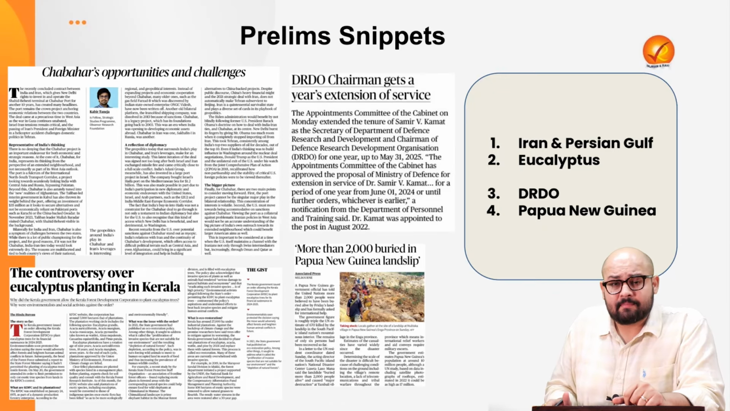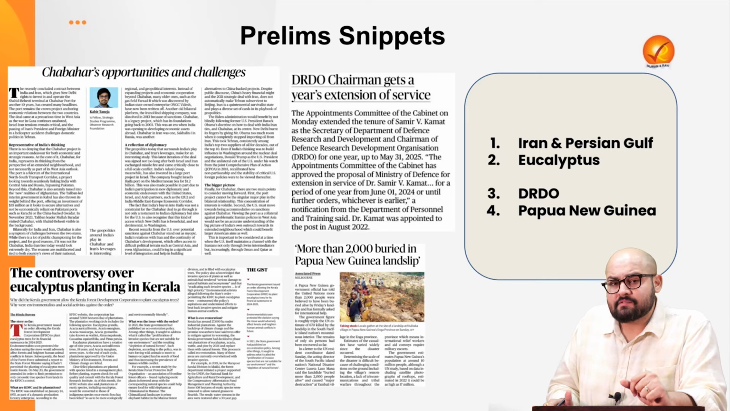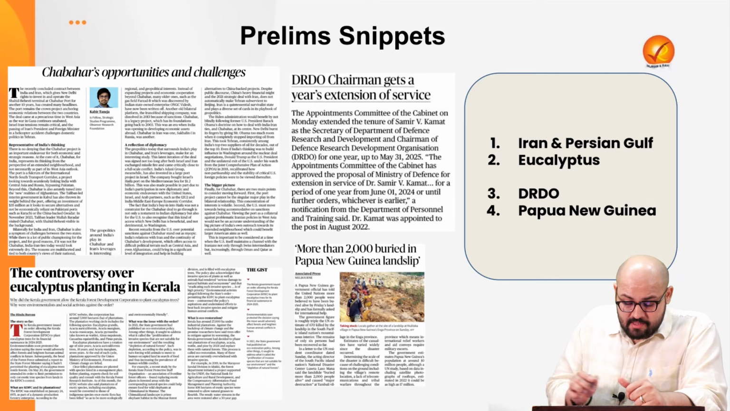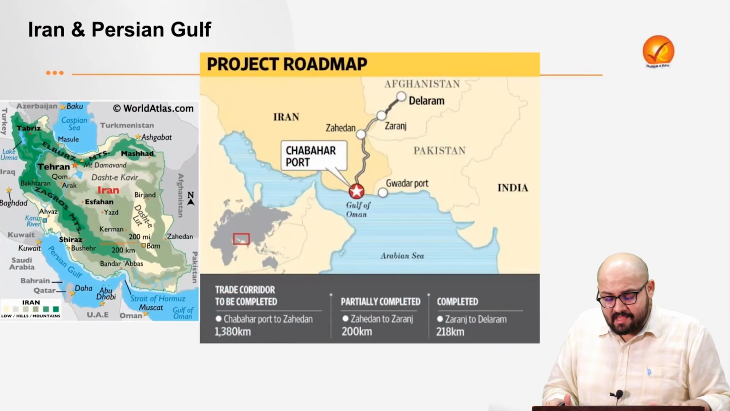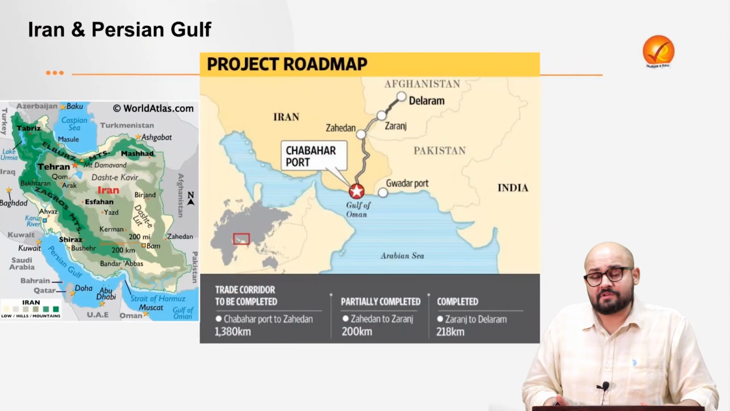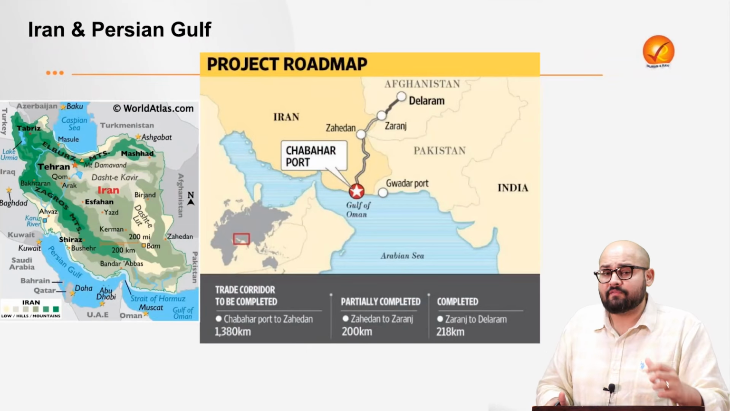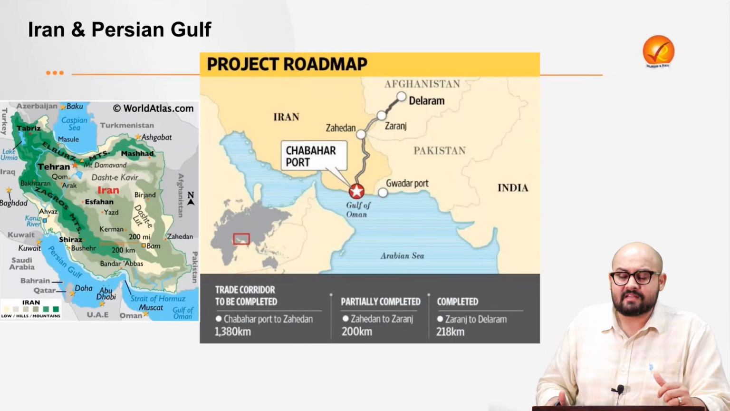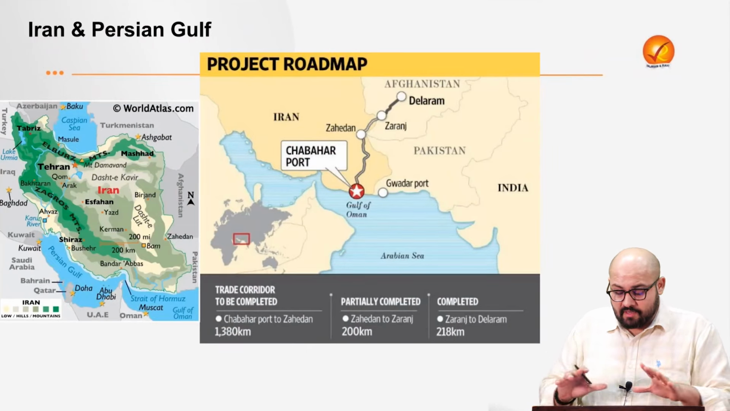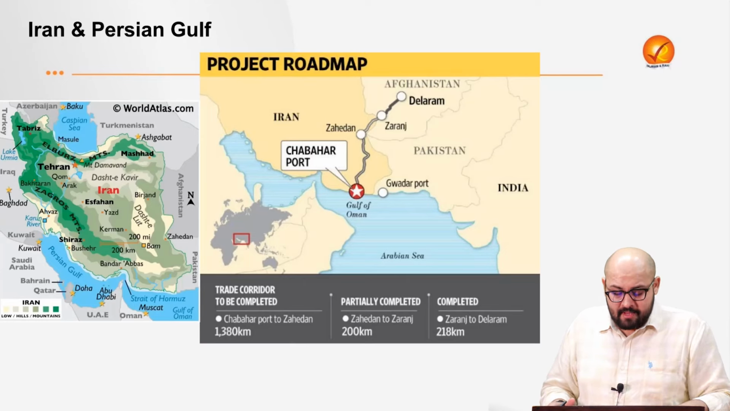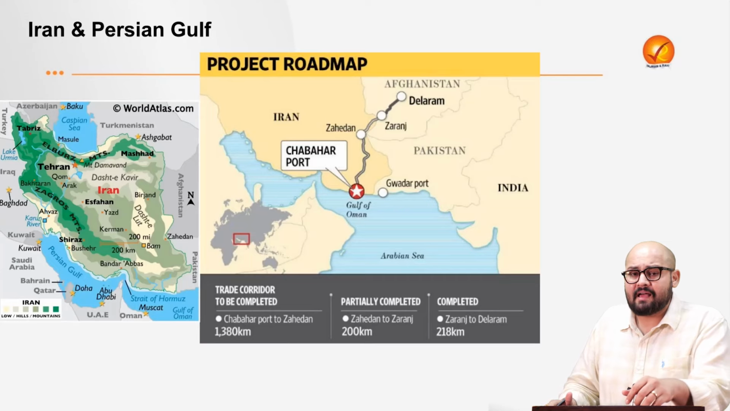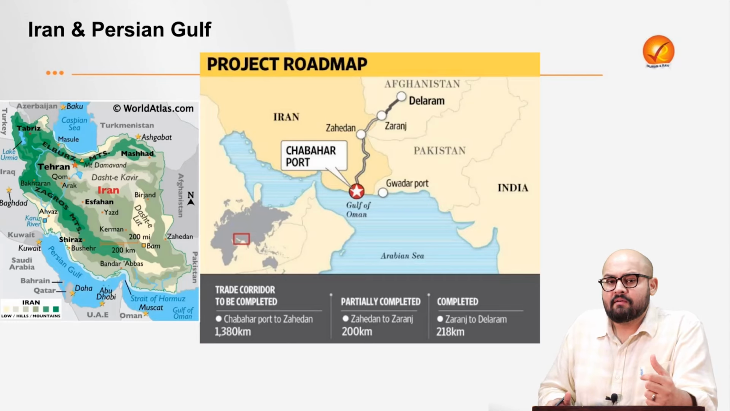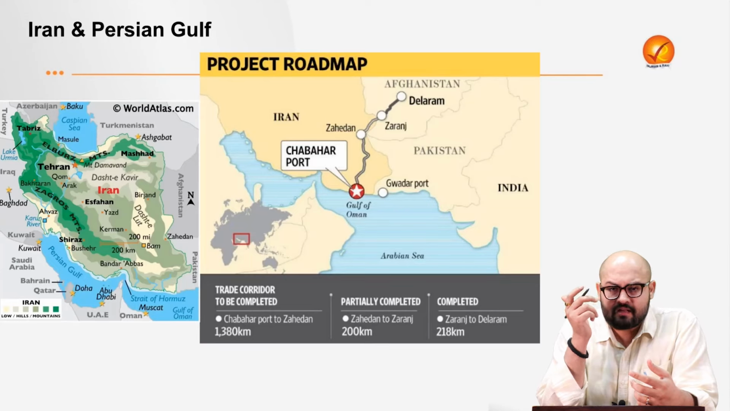So coming to the prelim snippet sections, we have these articles which are very important for the upcoming prelims. The first article is with respect to the Chabahar port in Iran. See, UPSC has a tendency to ask questions on those places or geographies which have been in the news, right? So it becomes important for us to have a good understanding of the map, so that if a question comes, we can easily attempt it. Now, first of all, India has recently concluded an agreement for the expansion of the facilities at the Chabahar port.